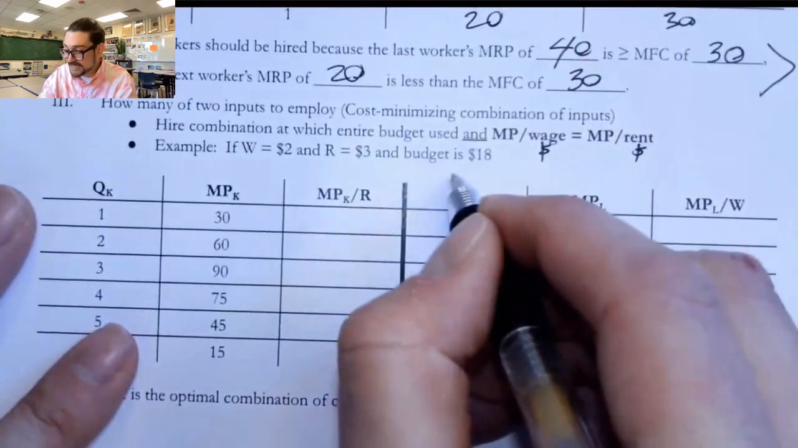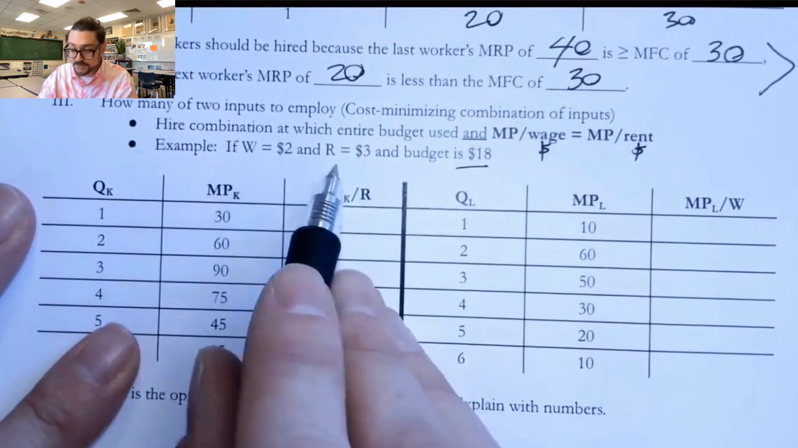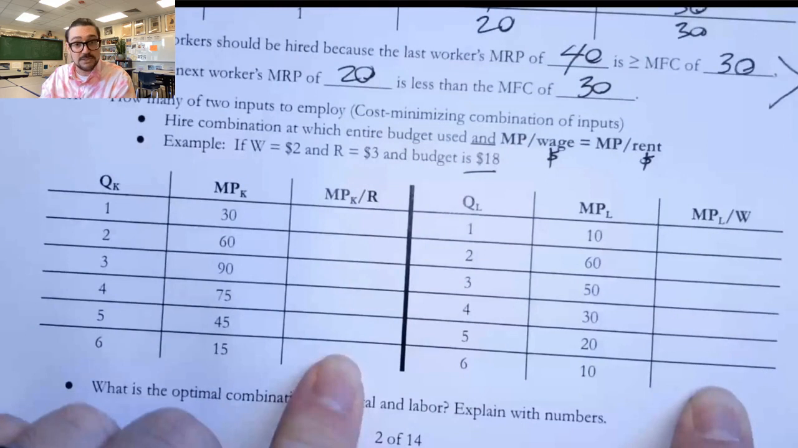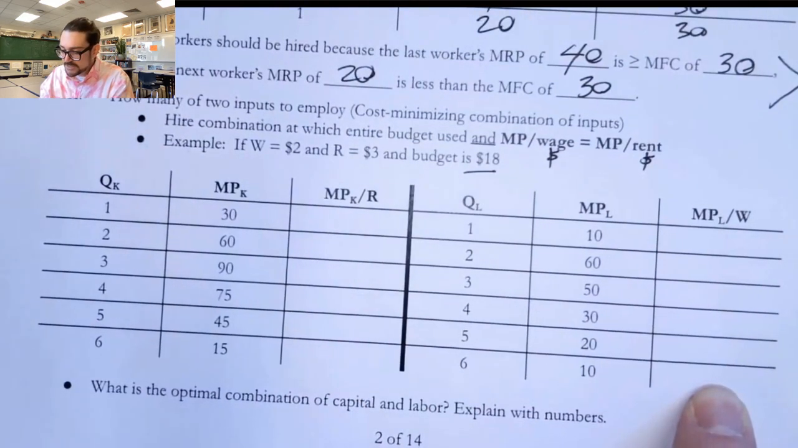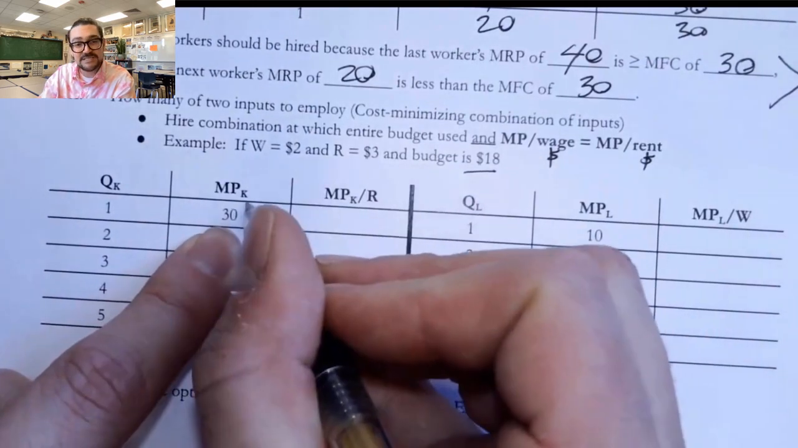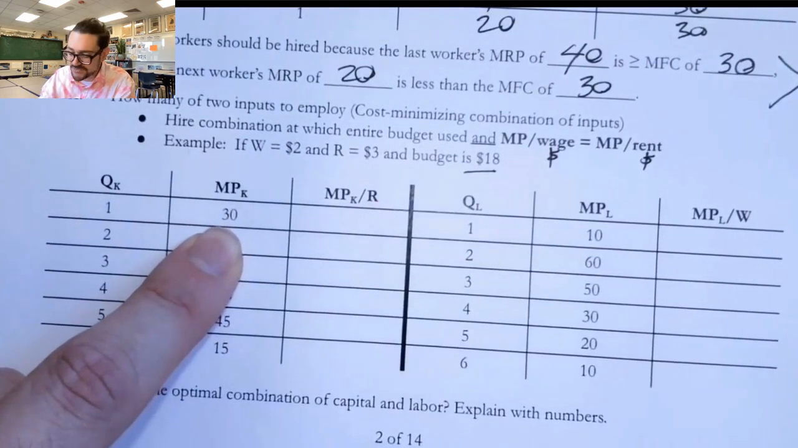So let's take a look at this example. The budget is 18. The wage is 2, the rent is 3. In order to find these values, we're going to look for where these are equal, and get as close as we can to where they're equal if they don't match. So 1 to 30. 30 is the marginal product of the first machine. The K here stands for capital. We're not going to use C because we use it for something else later.